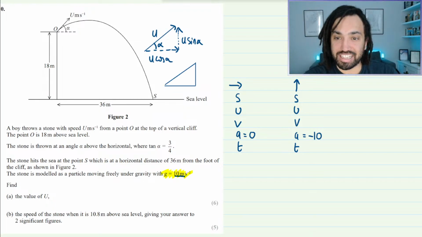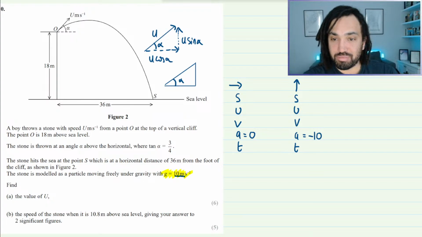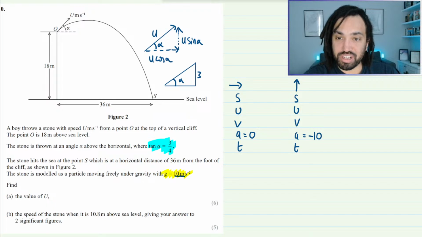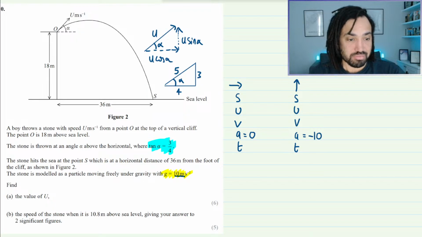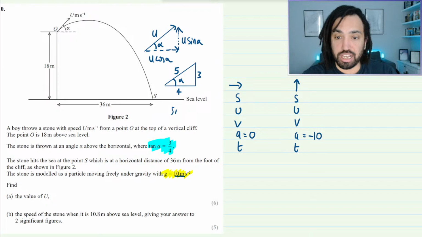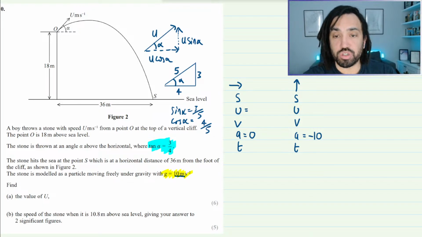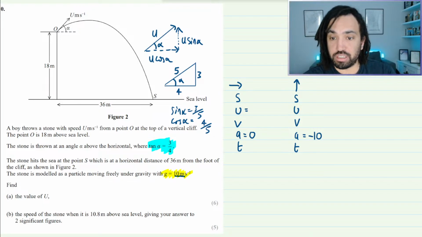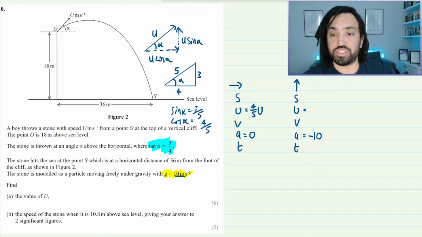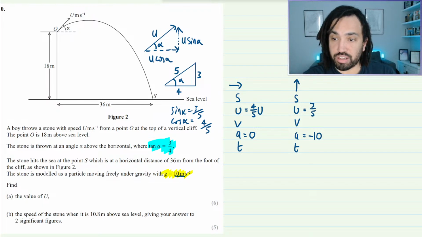Then we do a triangle for alpha, because we know tan alpha is 3 over 4. And that is 3 over 4. And then we square, and then square root to get 5. Okay, lovely. So what does that tell us? That tells us that sine alpha is 3 over 5, and cos alpha is 4 over 5. So we can use this. The horizontal is u cos alpha, so that is 4 over 5 capital U. And the vertical is u sine alpha, and that's 3 over 5 capital U.